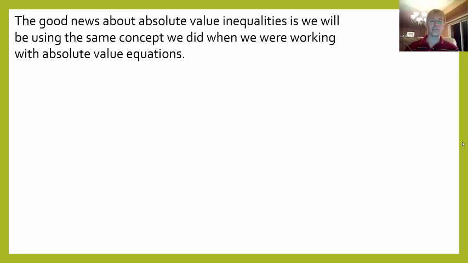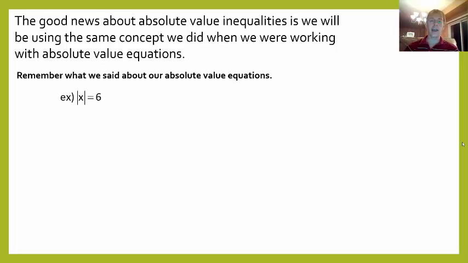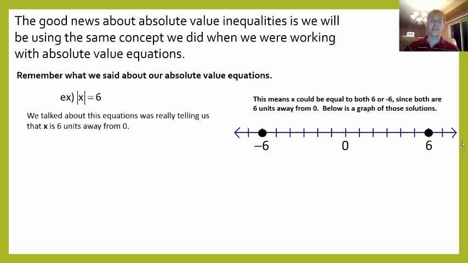our absolute value equations. So let's do a quick review of our absolute value equations, right? If I've got the absolute value of x equal to 6, what is that really saying to me? What is that telling me about my variable? Well, it's telling me that x is going to be 6 units away from 0. We also learned that that means we could go to the right 6 units away from 0, or we could go to the left 6 units away from 0.